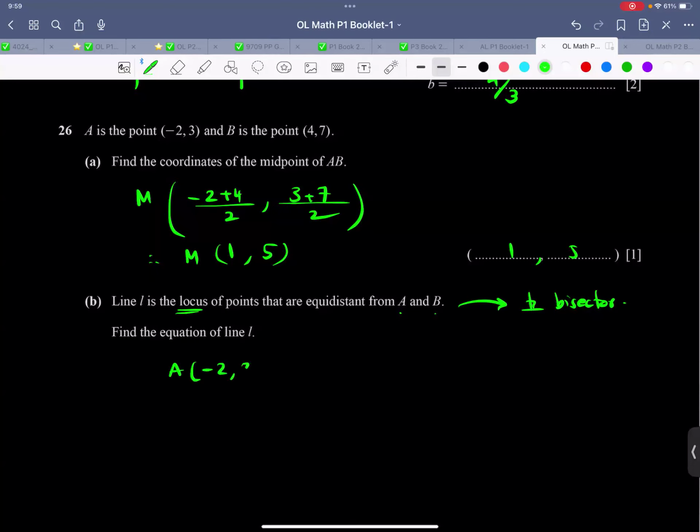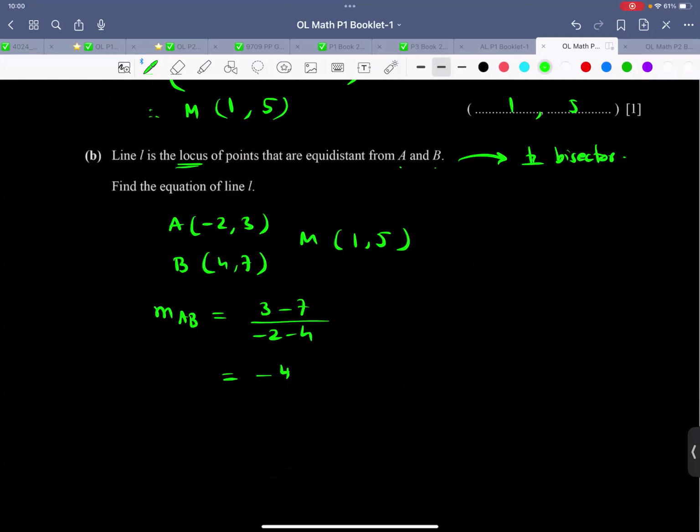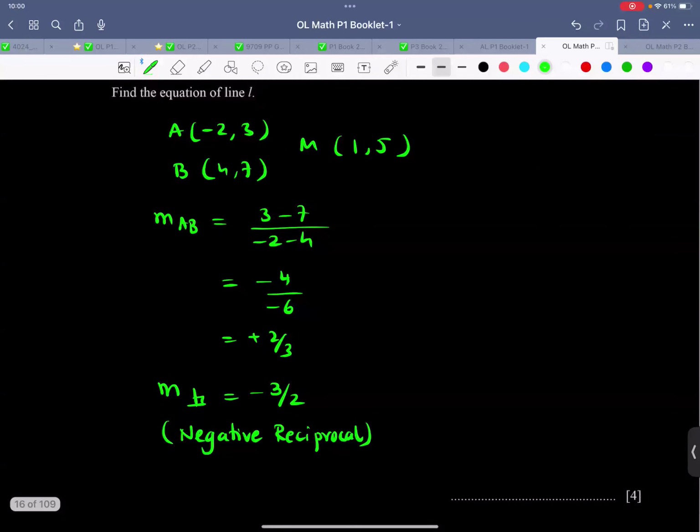A is -2, 3. B is 4, 7. Midpoint is 1, 5. Gradient of AB, that is 3 minus 7 over -2 minus 4. 3 minus 7, -4. -2 minus 4, -6. That comes out to be plus 2/3. Gradient of a perpendicular should be negative reciprocal, -3 over 2. Remember the word? Negative reciprocal. Flip, change the sign. Positive becomes negative, negative becomes positive.